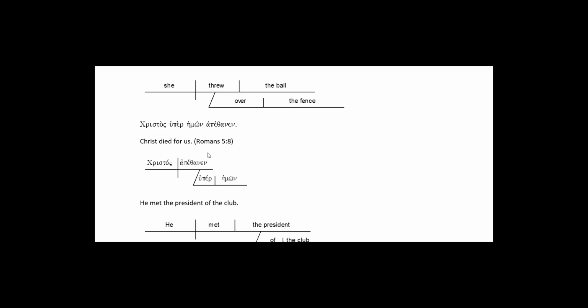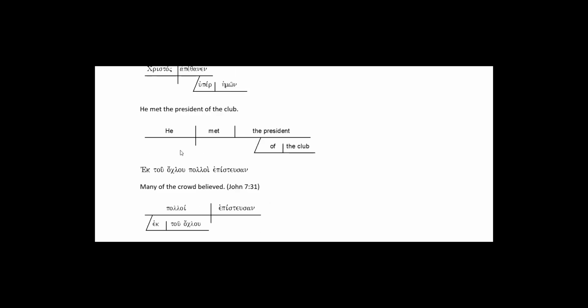Christ died for us. Preposition, object. Now what if the prepositional phrase is modifying a noun? As in, he met the president of the club. Well, see, we're putting it under the noun it modifies.